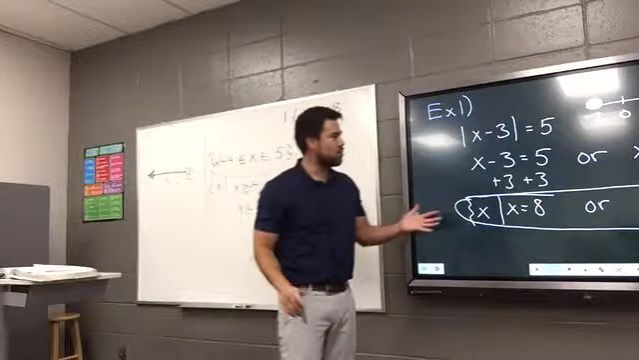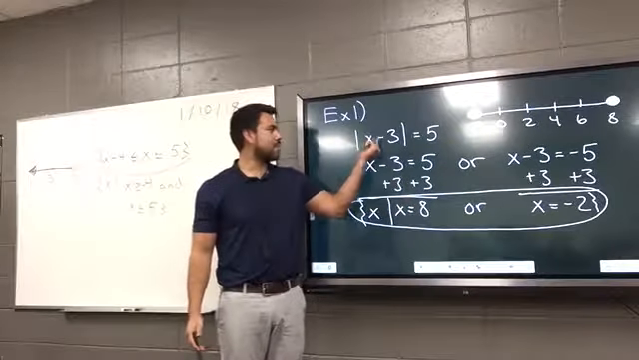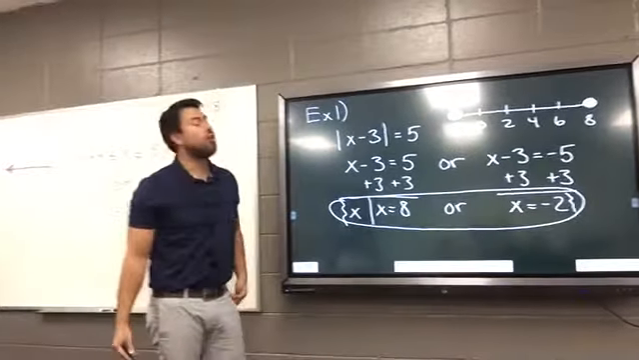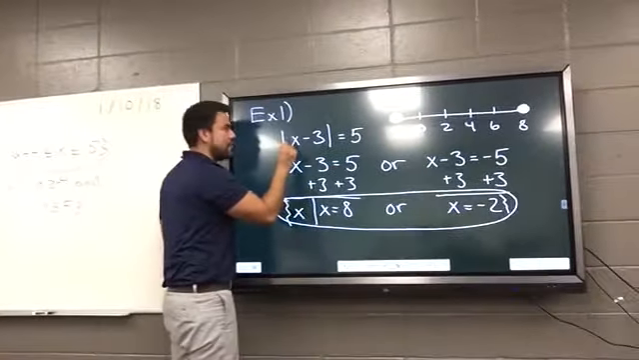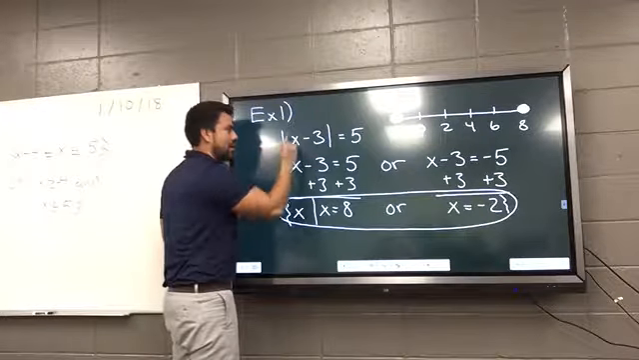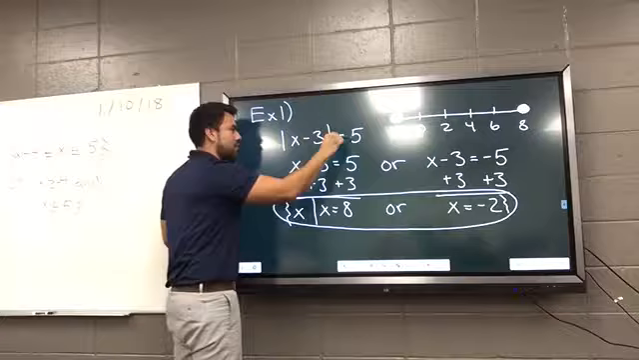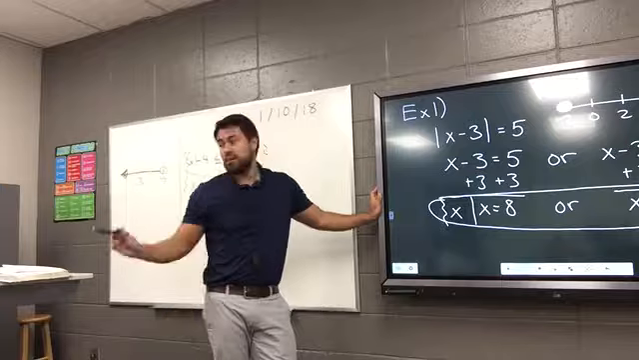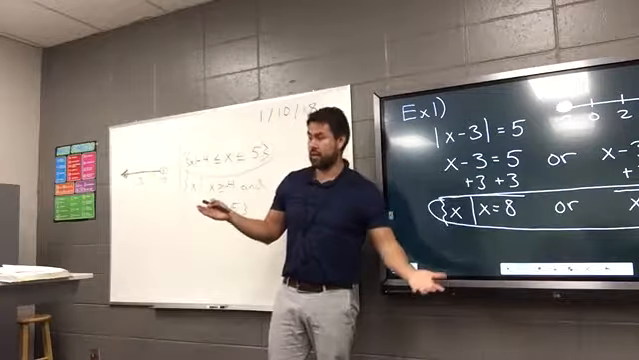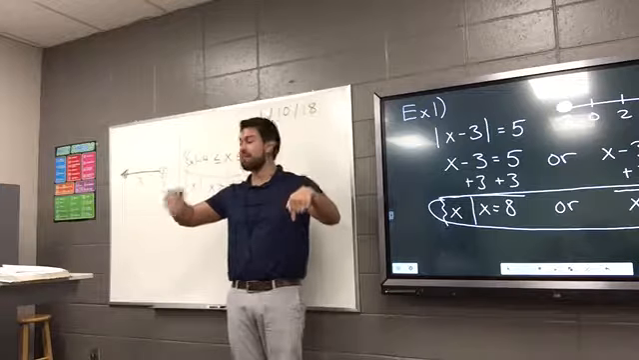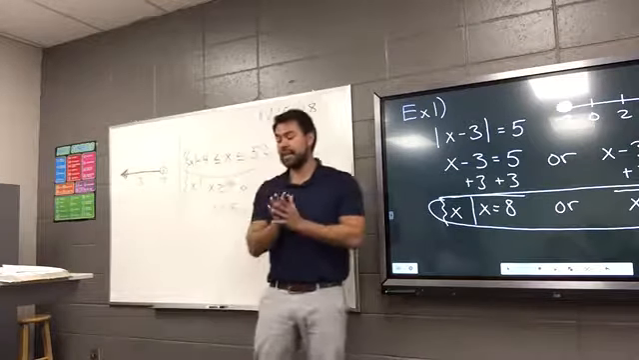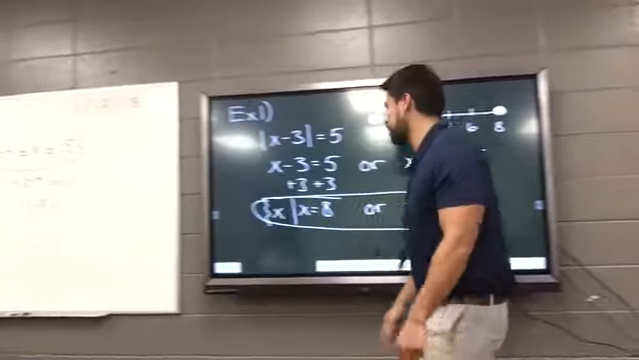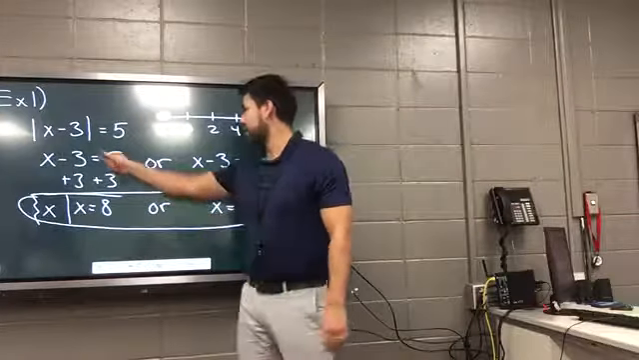So let's see. Is it really true? Okay, let's put in 8. What's 8 minus 3? 5. Is the absolute value of 5, 5? Yeah. Okay, that works great. What about -2? What's -2 minus 3? -5. What's the absolute value of -5? 5. Okay, I see how the numbers work. It's got to be one or the other. It doesn't have to be both at the same time. If it said and, the number would have to be 8 and -2 at the same time, which we know can't happen. But we know that both of these fit into that.